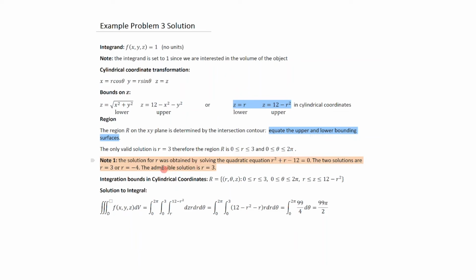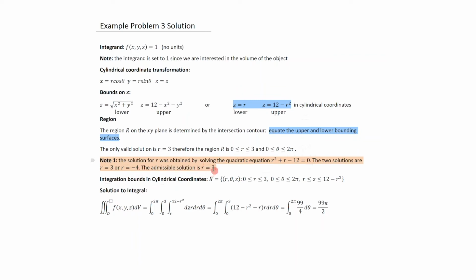Note, the solution for r was obtained by solving the quadratic equation r squared plus r minus 12 equals 0. When you equate these two together, you'll end up with r equals 12 minus r squared. Put everything on one side, and you'll end up with this quadratic equation. You'll end up with two solutions, r equals 3 and r equals minus 4. Of course, this makes no sense since r has to be greater than or equal to 0.